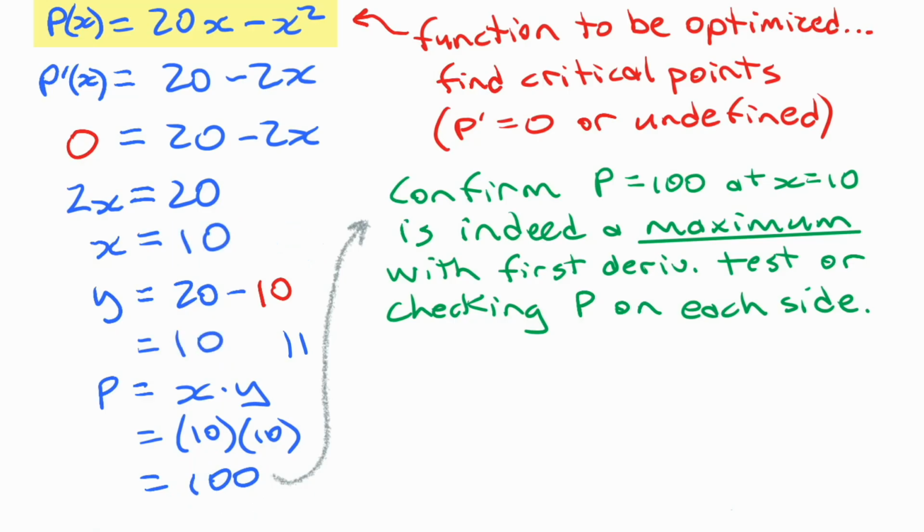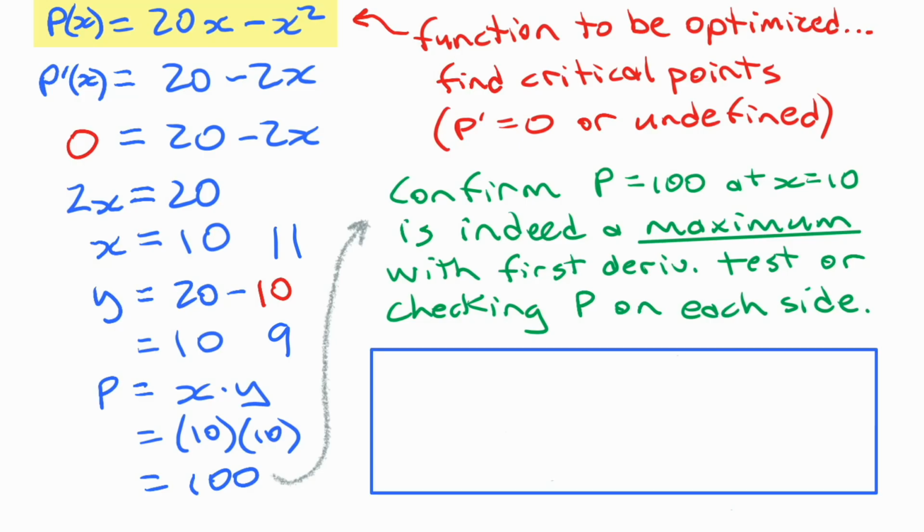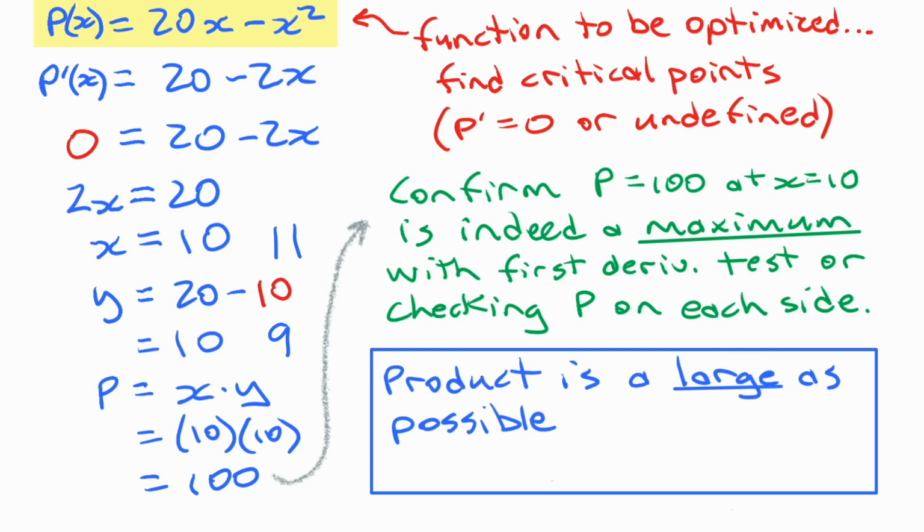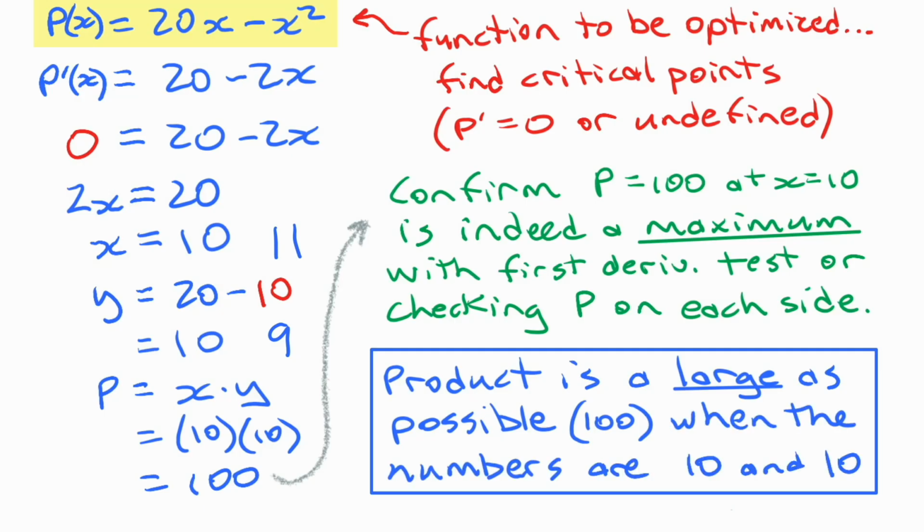And then you could check a number bigger, right? You can make x 11, that would be 9, and that's also 99, so you know it's lower than that, so you know that that's a maximum because the values of the function on either side are lower. So either way, we can say that the product is as large as possible, and that product being 100 when the numbers are 10 and 10. That's the answer, the solution to our first part of the problem.